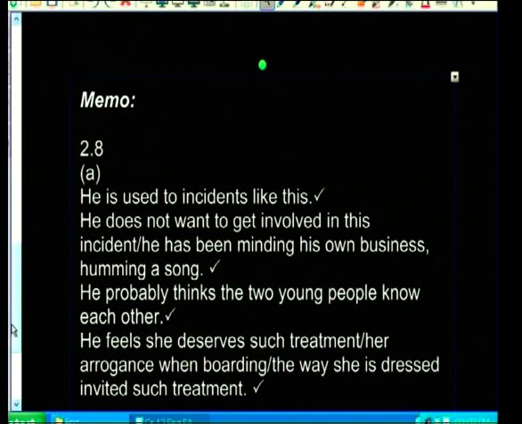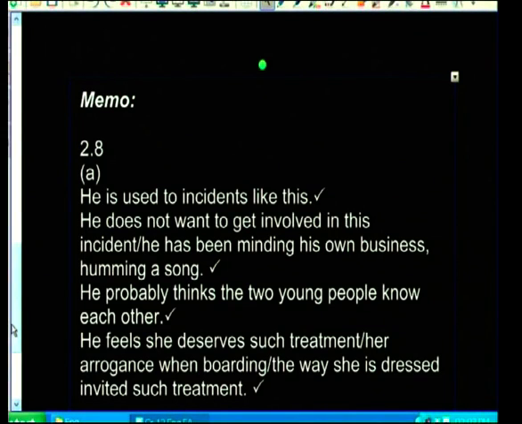What happens here is that we find many people who travel on these trains are used to incidents like this. This is a daily occurrence, so they don't react. He does not want to get involved in this incident. He has been minding his own business, humming a song. He probably thinks the two young people know each other. He feels she deserves such treatment, and her arrogance when boarding, the way she is dressed, invited such treatment.